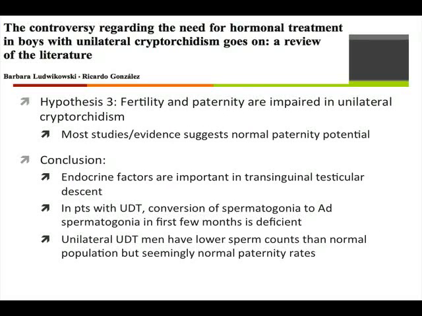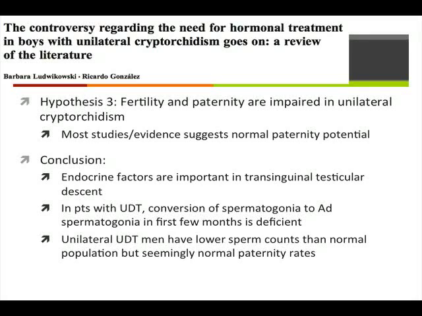The third hypothesis was that fertility and paternity rates are impaired in unilateral cryptorchidism, and they concluded that if you have unilateral disease, your paternity potential is actually quite normal compared to the general population.